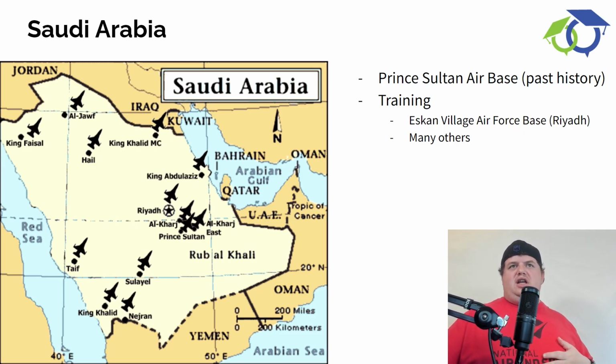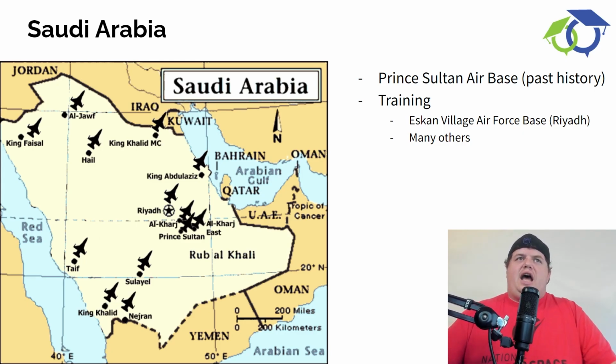So, for instance, in places like Eskan Village in Riyadh, the United States does a lot of training. Before the Afghanistan and Iraq War, the United States had a huge Air Force presence at Prince Sultan Air Base, but Saudi Arabia refused access to this base for the U.S. to launch air operations against Afghanistan. So after this, the U.S. shifted to another base, which we'll talk about, Al Udeid in Qatar.